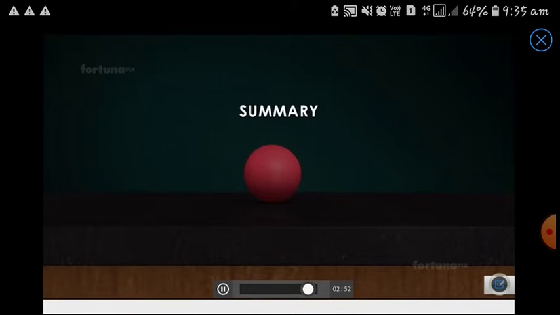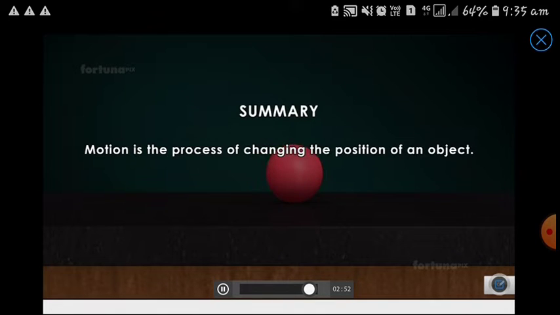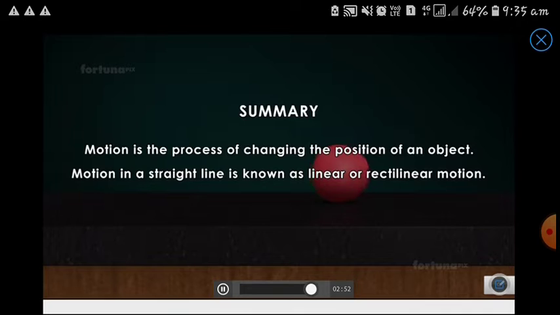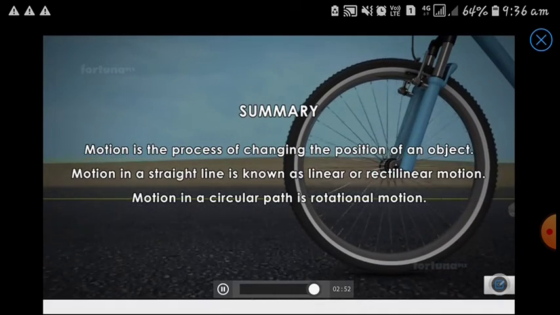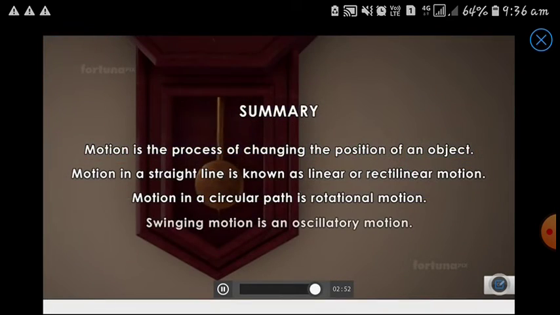Summary. Motion is the process of changing the position of an object. Motion in a straight line is known as linear or rectilinear motion. Motion in a circular path is rotational motion. Swinging motion is an oscillatory motion.